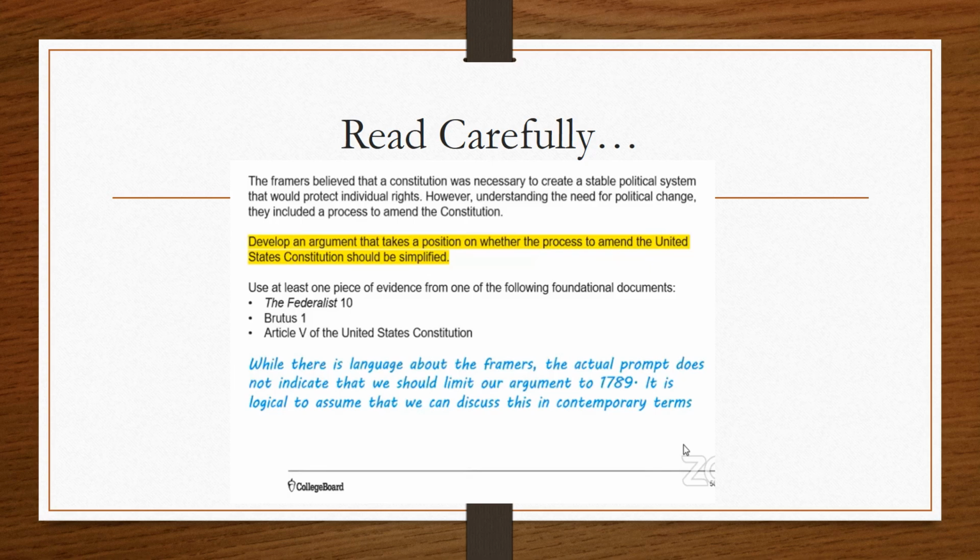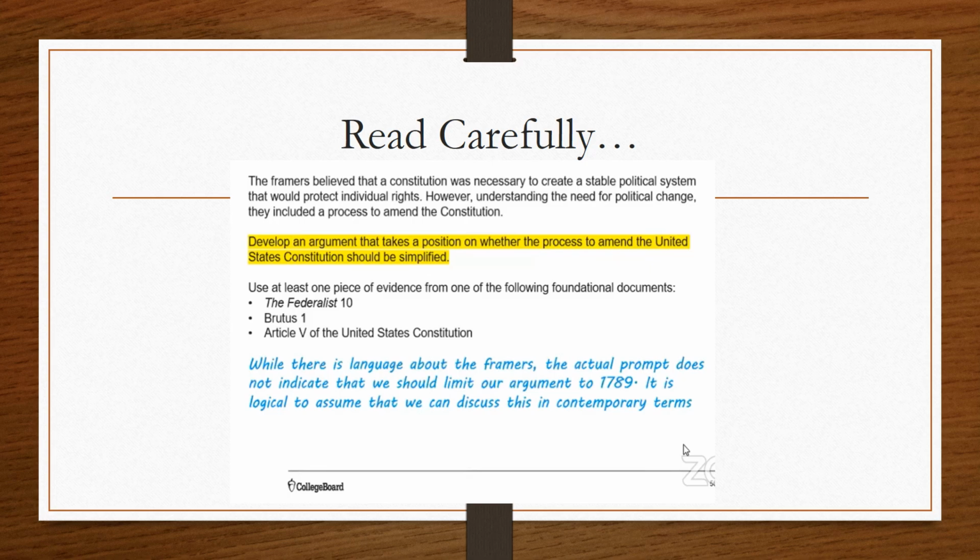The highlighted piece says, develop an argument that takes a position on whether the process to amend the United States Constitution should be simplified. So that tells you exactly what you need to do. Now, please note that this prompt doesn't give you any language that gives you a particular time frame. So while the prompt does discuss the framers, it does not only have to be in that time frame.